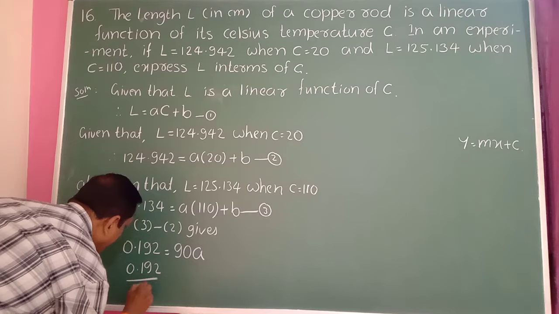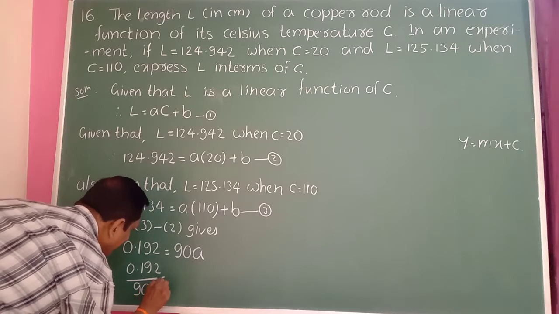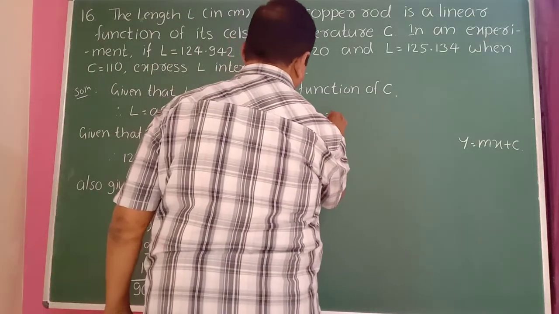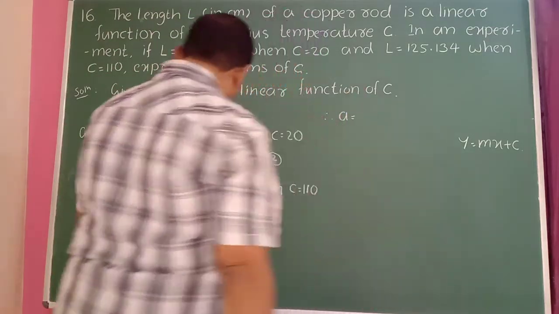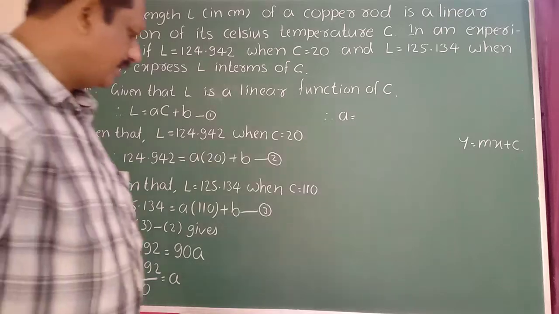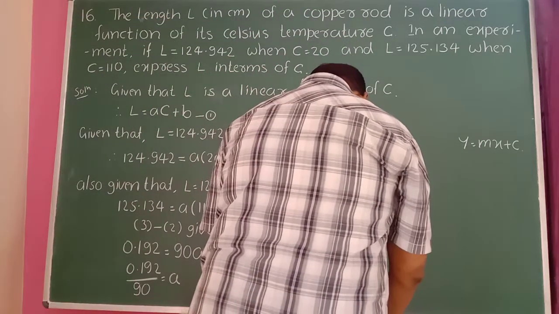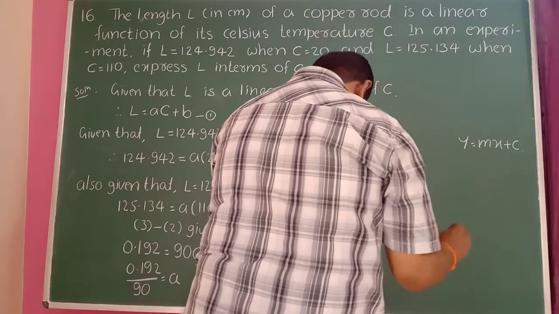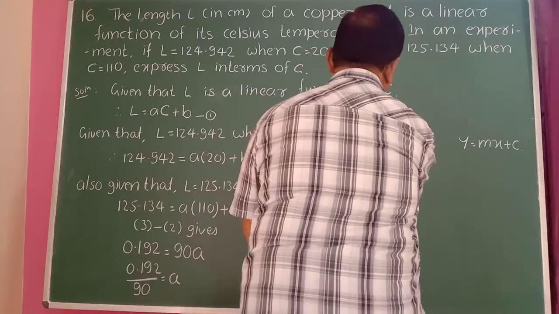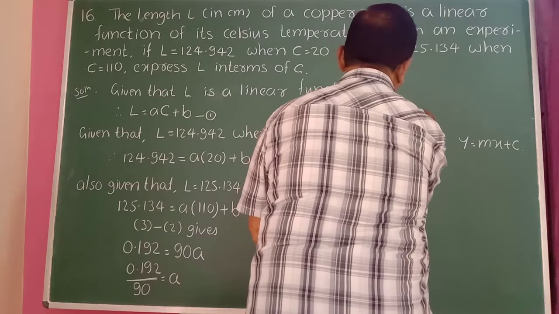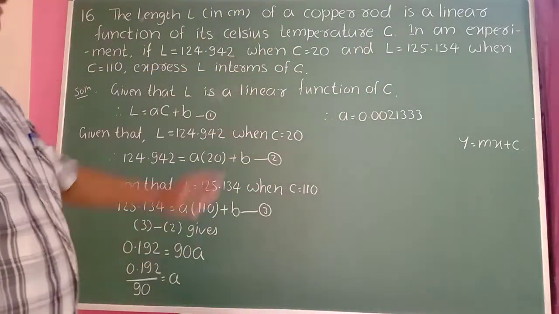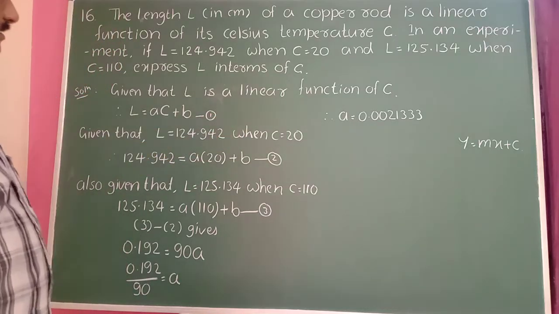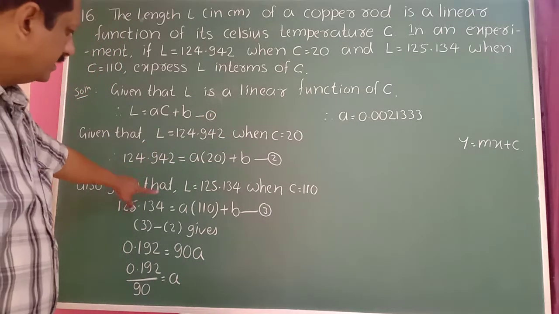Then cross multiply, so 0.192 divided by 90 is equal to A. Therefore, A is equal to, so just divide it here. If you divide it here, you get the value 0.002133. Okay, we get this value. Substitute A is equal to 0.002133 in any one equation here.